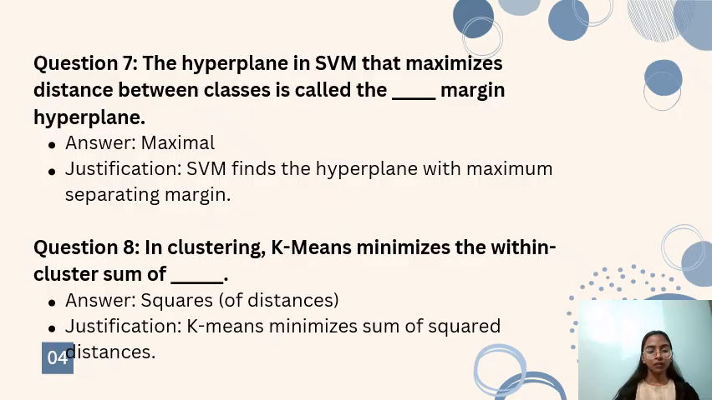Now, next question is question number 8. In clustering, K means minimizes the within cluster sum of dash, and the answer is squares of distance. K means tries to group data by minimizing the total squared distance between points and their cluster centers.